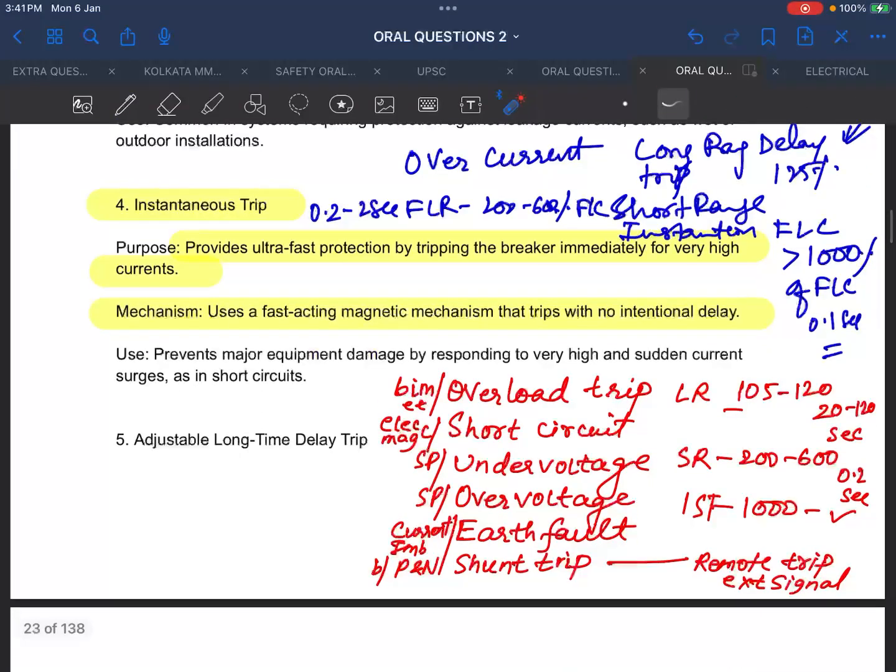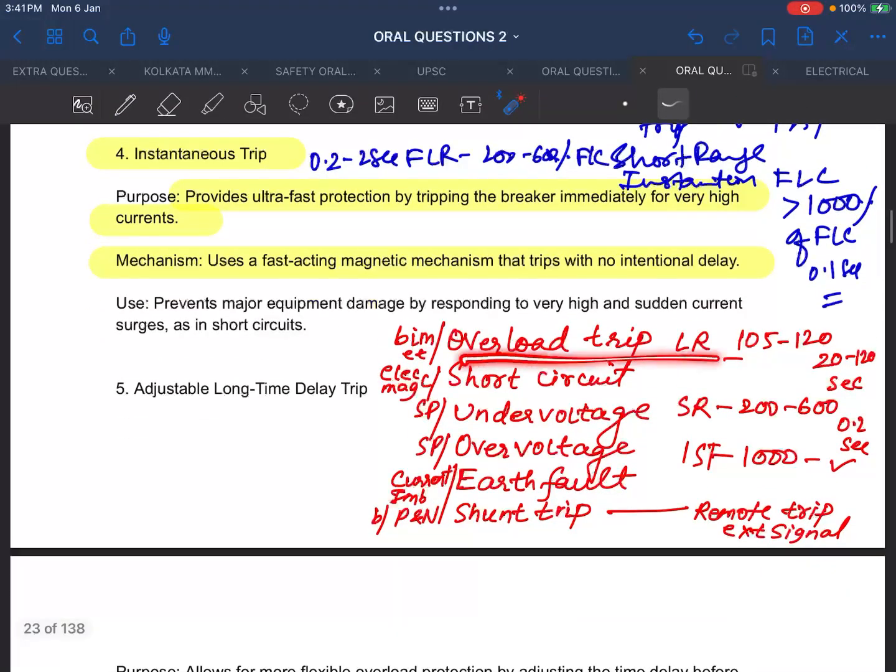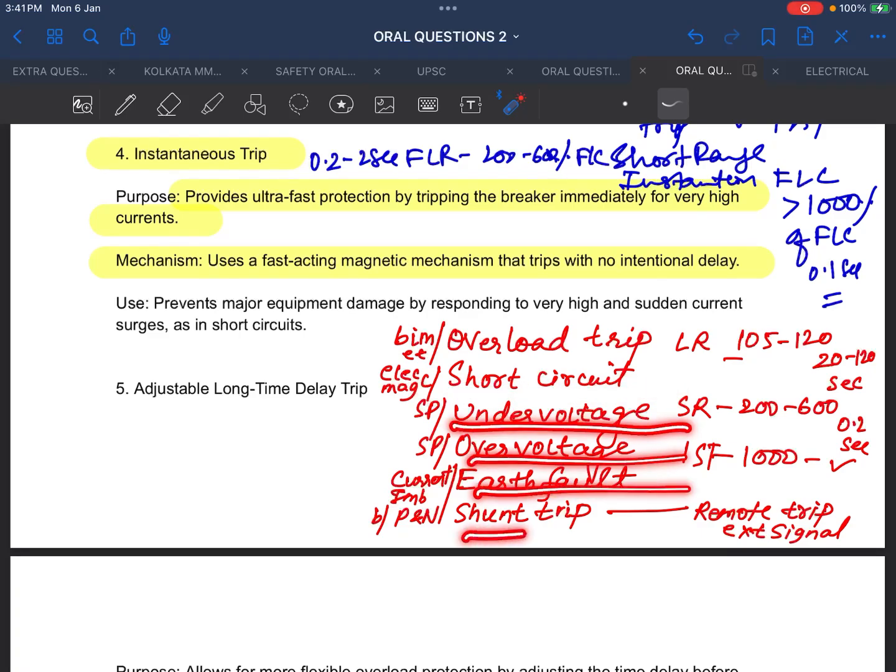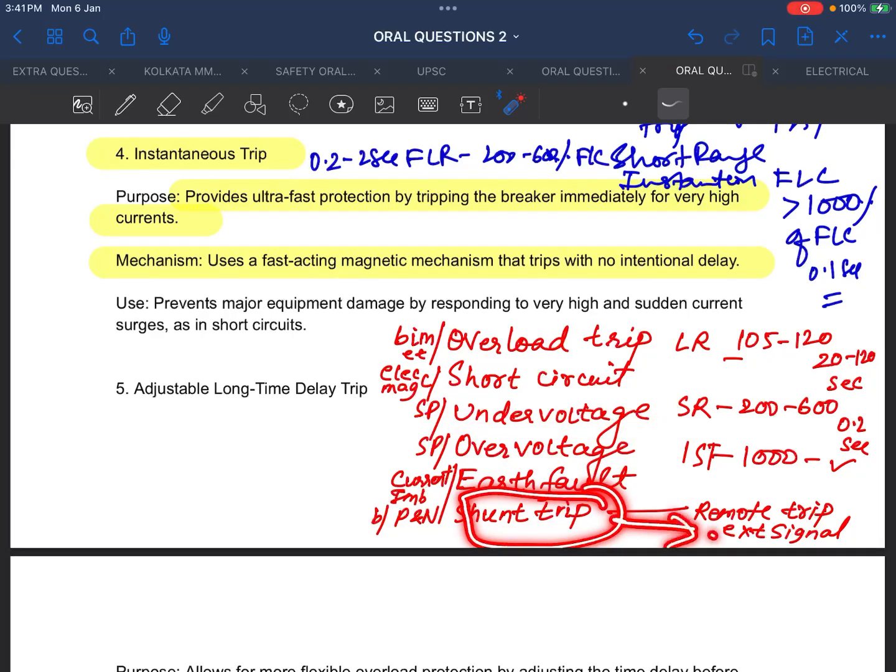So you understand what the trips are. Overload trip, 105 to 120% long range trip. Short circuit trip, short range trip. Under voltage trip, over voltage trip, earth fault, and shunt trip. Shunt trip we basically use to trip the circuit from a remote location, from an external signal.